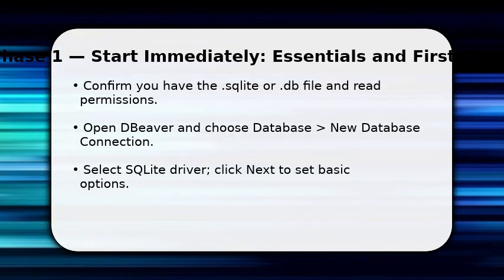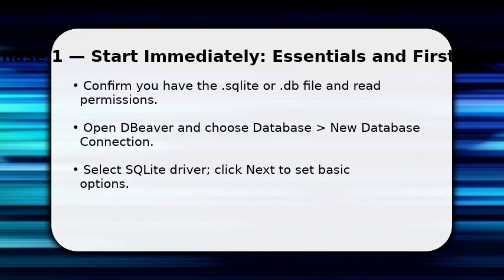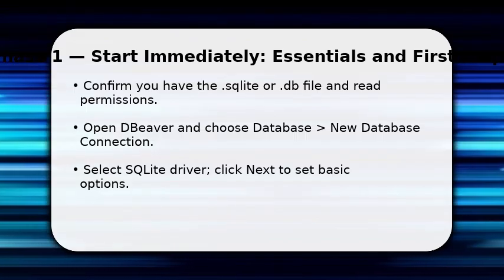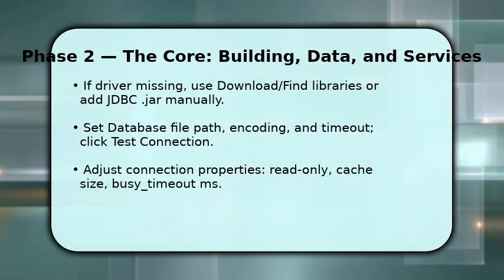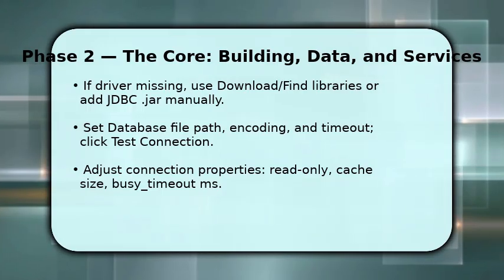Make sure the file path is accessible and not on a network share that could lock it. Then click Next. This begins the driver and path configuration that actually links DBeaver to your SQLite file. Now configure the driver and exact file path so DBeaver can talk to SQLite.